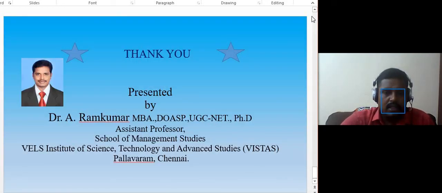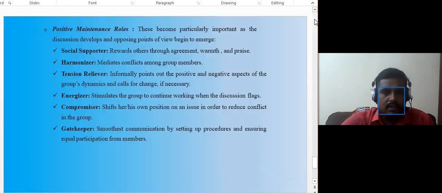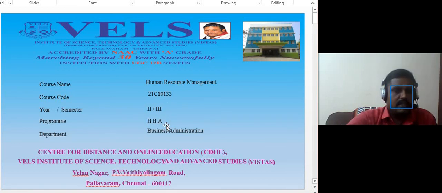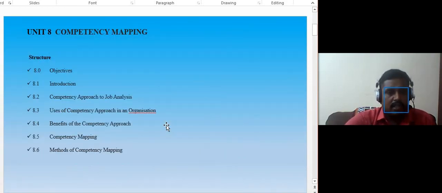So these are all the ways you are able to understand the concepts from the following aspects, particularly what is called competency mapping, why it is needed and where it is needed, and everything else, right?